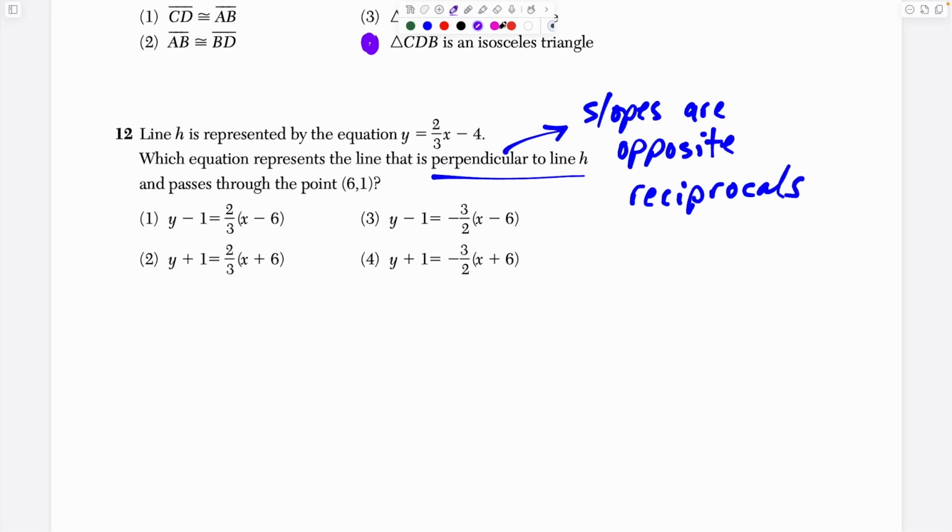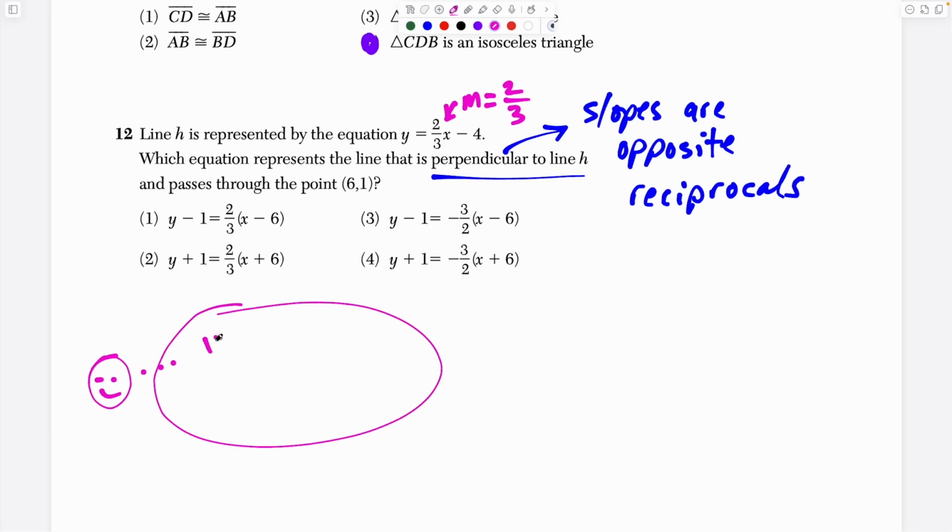reciprocal. So notice here, for the starting line, we have a slope of 2/3. And I know the slope is 2/3 because I'm thinking of the formula y equals mx plus b. And m is the slope and b is the y-intercept. Okay, so this is how I know the slope of our original line is 2/3, because the slope for a line is the number right in front of the x when your line is in the form of y equals mx plus b.